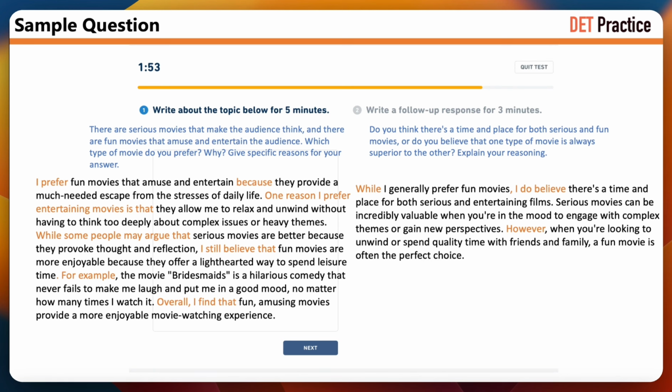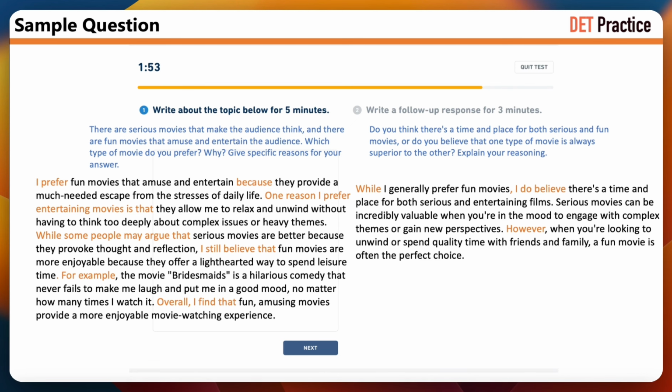The response then briefly explains the value of serious movies. "Serious movies can be incredibly valuable when you're in the mood to engage with complex themes or gain new perspectives." This shows the ability to recognize the merits of both types of films. The answer then pivots back to fun movies with, "However, when you're looking to unwind or spend quality time with friends and family, a fun movie is often the perfect choice." This statement reinforces the original preference while acknowledging that the choice depends on the situation.